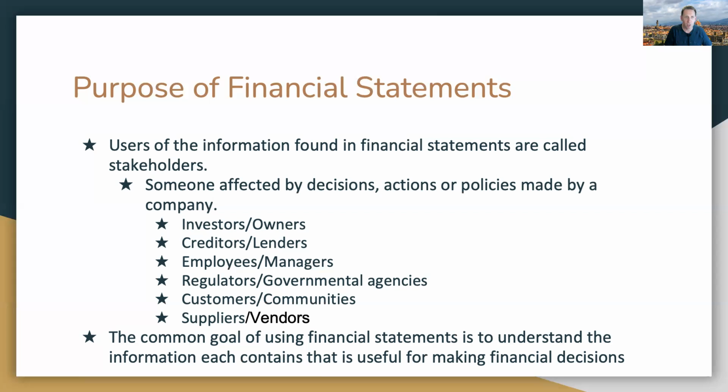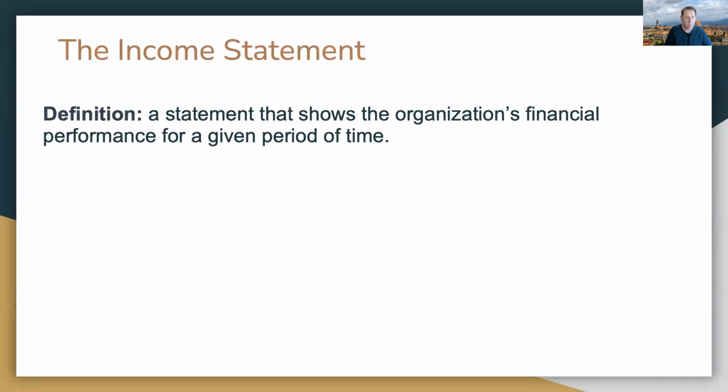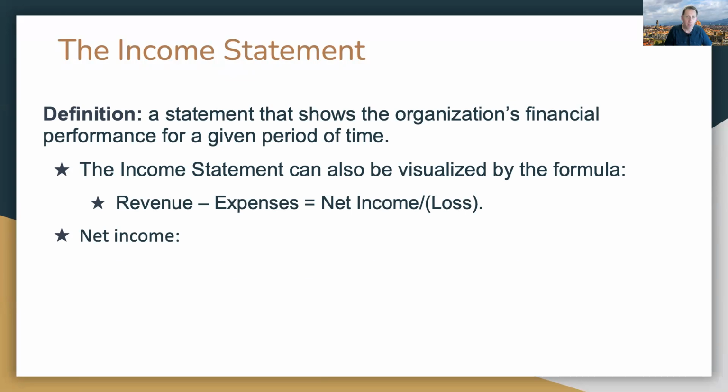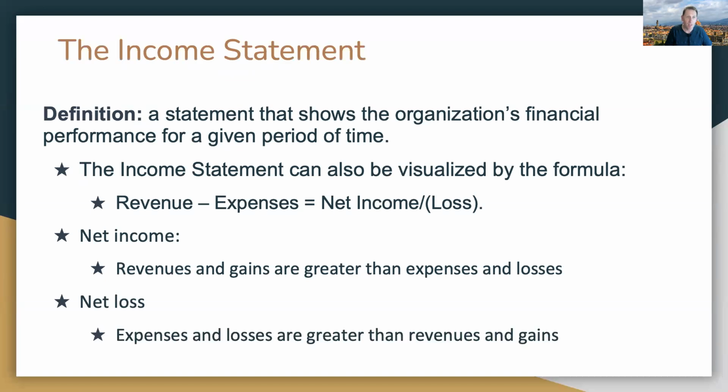So let's start looking at each of the financial statements, starting with the income statement. This is a statement that shows the organization's financial performance for a given period of time. The income statement can also be visualized by the formula revenue minus expenses equals net income or net loss. Net income is when revenues and gains are greater than expenses and losses, and net loss is when expenses and losses are greater than the revenues or gains.